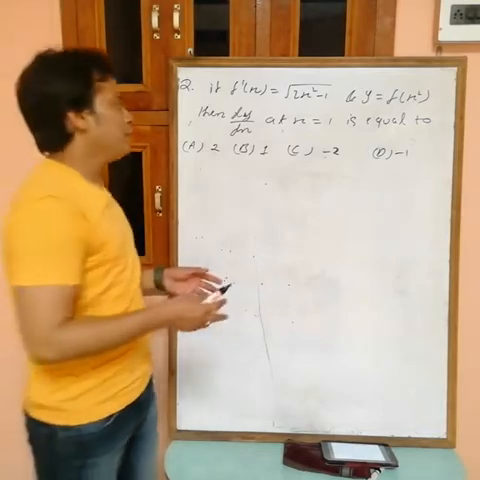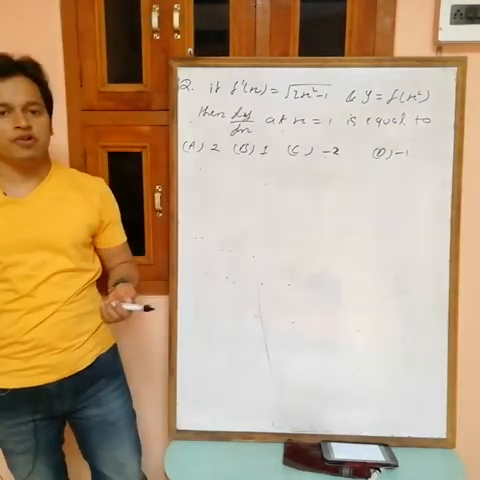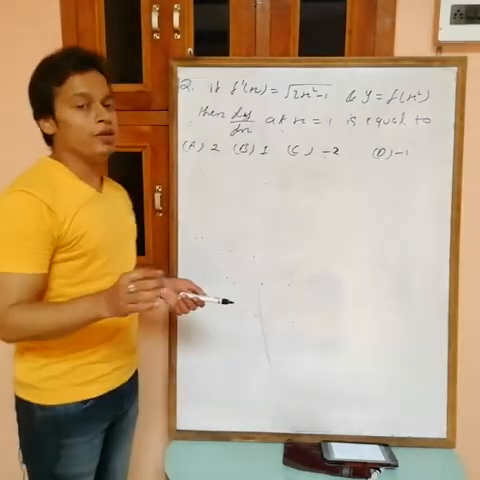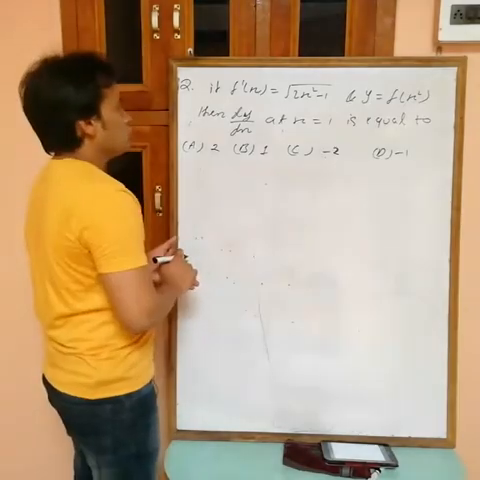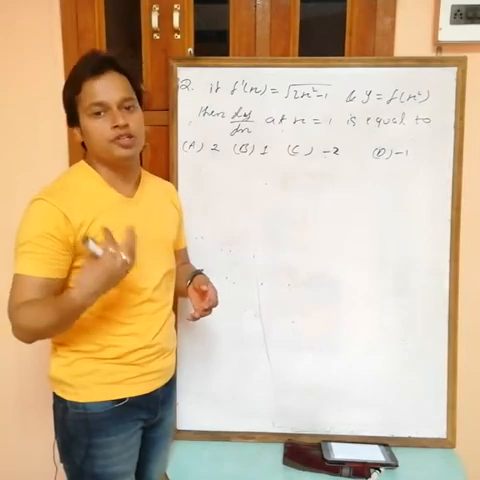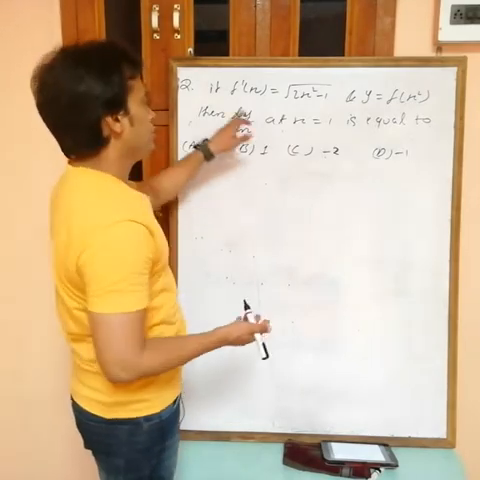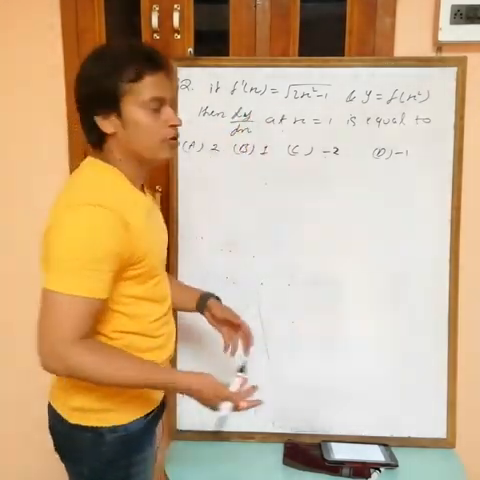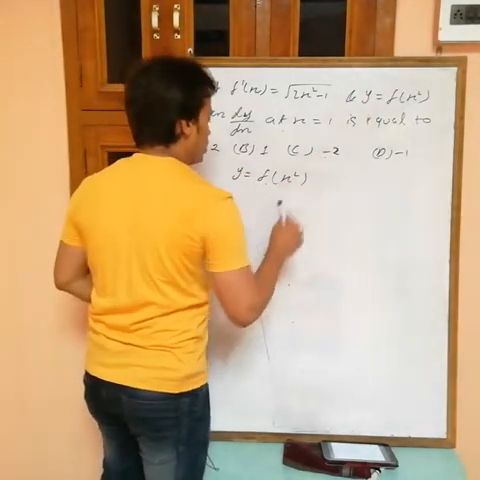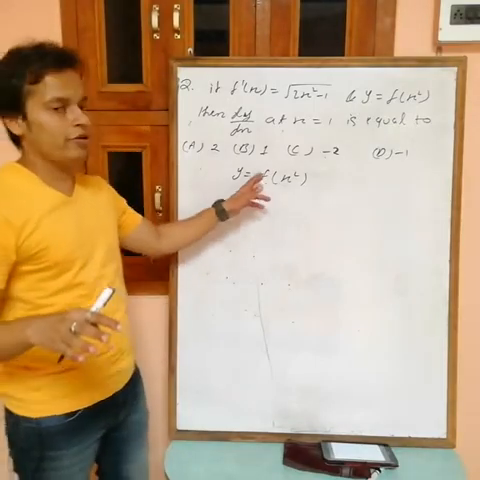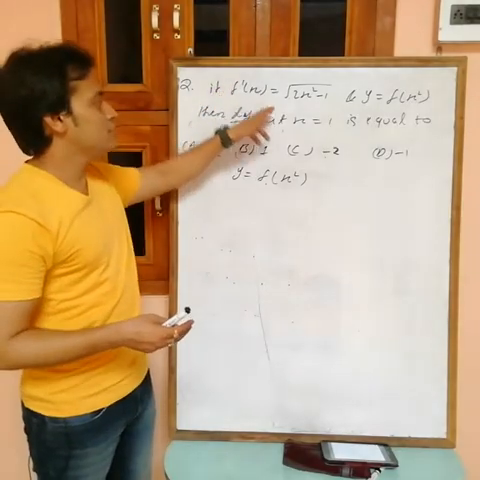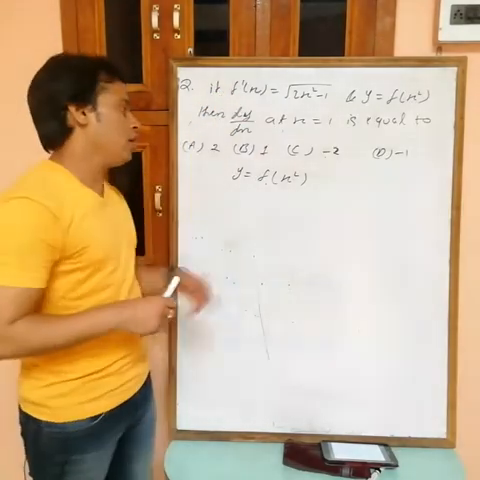Okay, so to find dy by dx at x equals 1, first we have to find the value of dy by dx and then replace x with 1 in it. So how to get dy by dx? To get dy by dx, we have to differentiate y with respect to x. First, the value of y is y equals f of x square. But we don't have any value of f of x or f of x square. Here we have the value of f dash x, not f of x. Then how to get the value of this one?